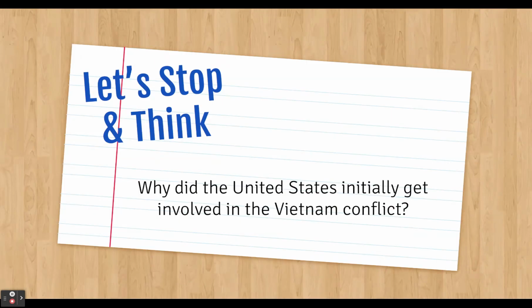So let's stop and think. Why did the U.S. initially get involved in the Vietnam conflict? And so this goes back to the Cold War. Normally, we probably wouldn't care who's in control, but because Ho Chi Minh wanted to establish Vietnam as a communist country, we felt we could not let that happen. We would support France. So we initially felt that if we can support France and France can regain control, that's what we want.